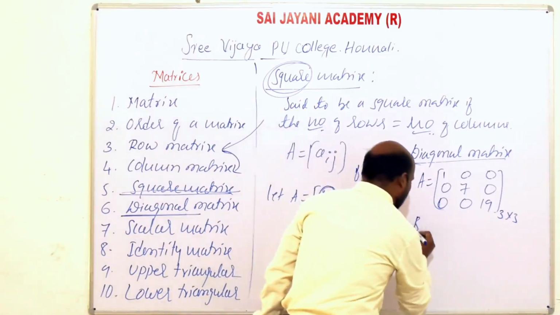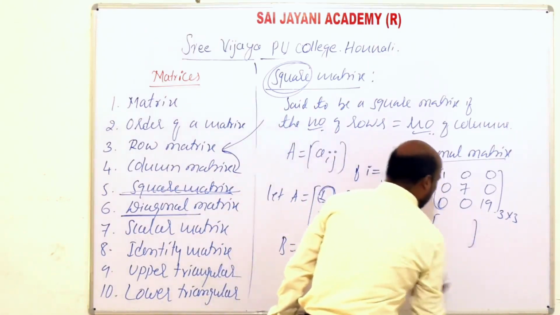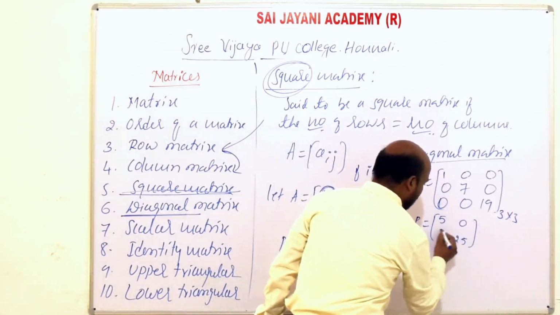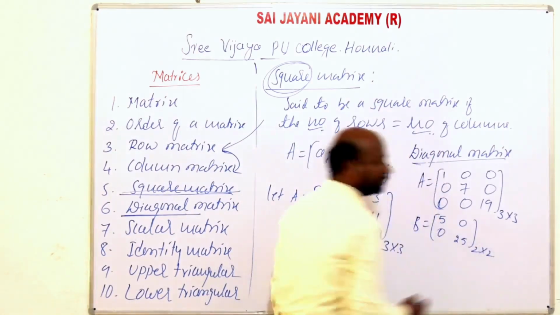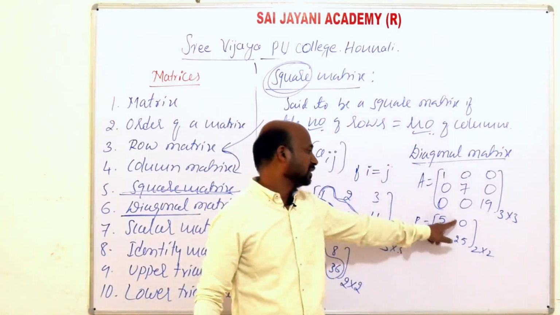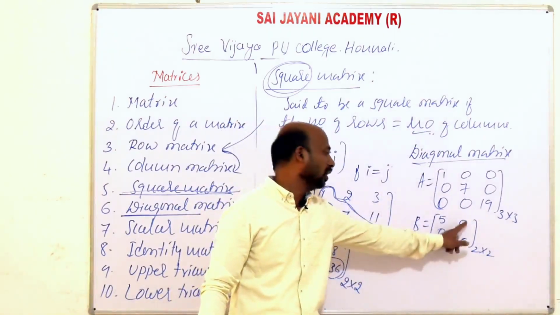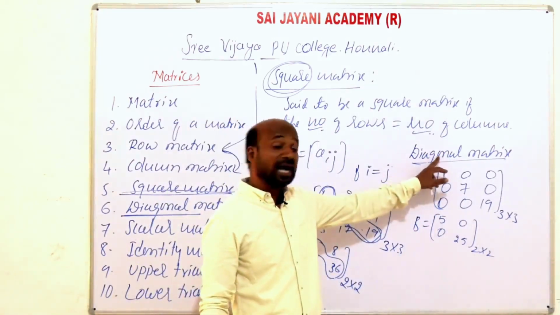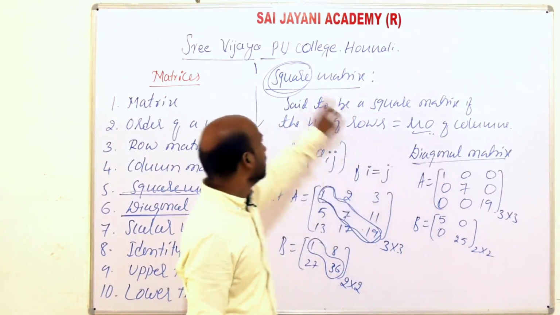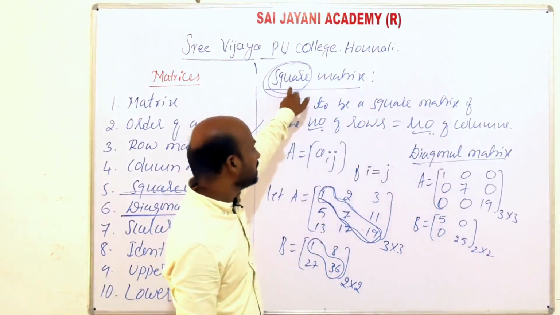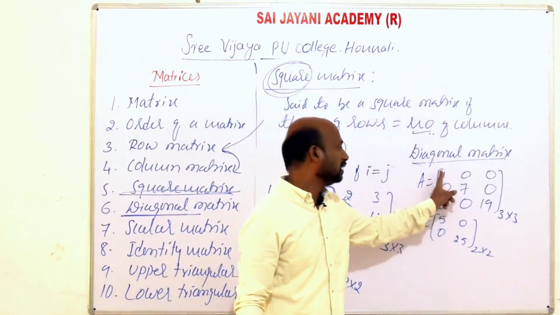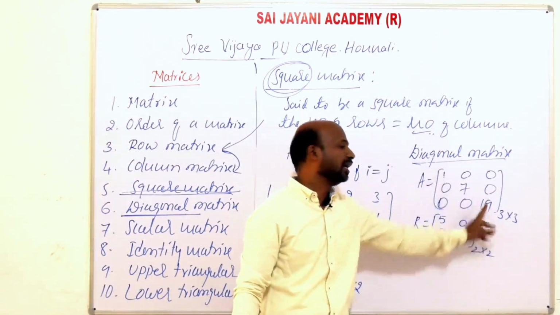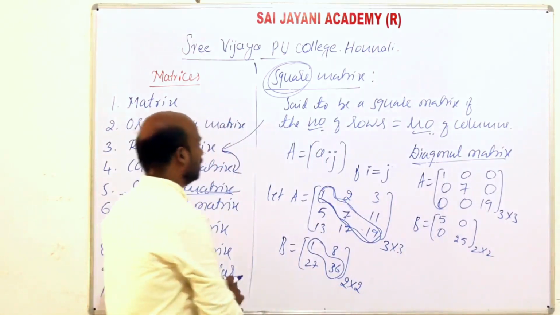So let us take another example. A matrix of order 2 by 2. This is 5 and this is 25. Non-diagonal elements are 0. Order 2 by 2. See here, again this matrix contains only diagonal elements. Non-diagonal elements are 0. It means, to define a diagonal matrix, it should be a square matrix. A square matrix is said to be a diagonal matrix if all the non-diagonal elements are zeros. It means that it contains only diagonal elements.